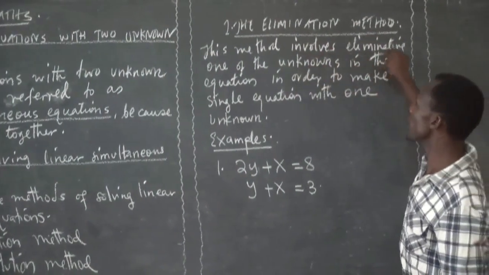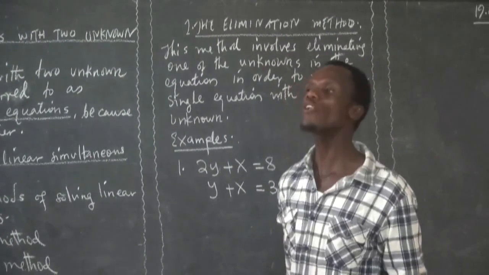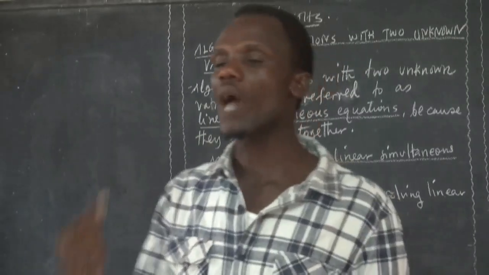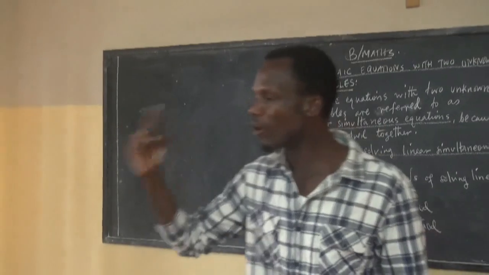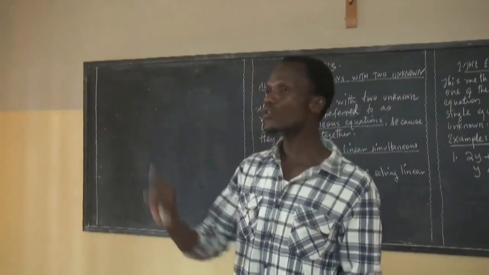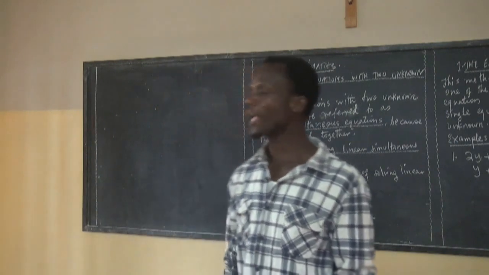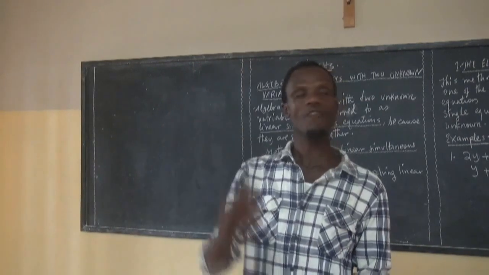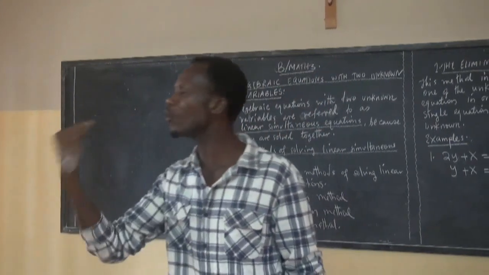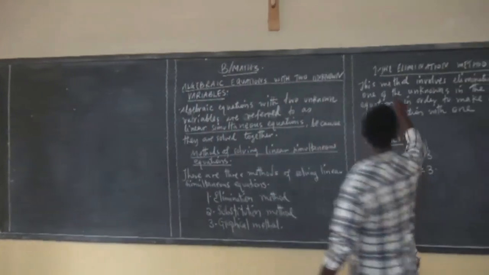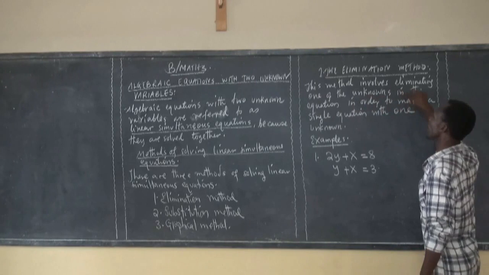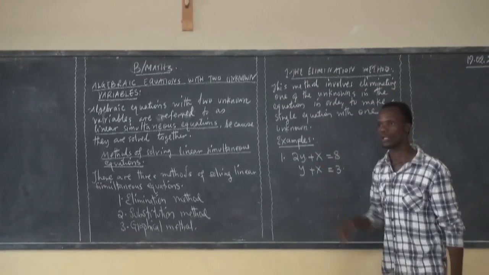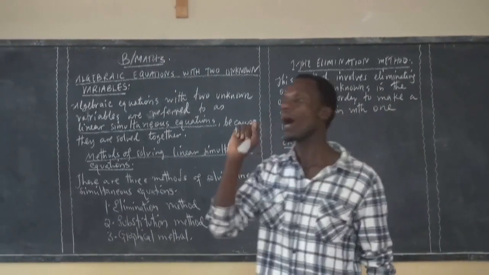Elimination method: this method involves eliminating one of the unknowns. Means one of the letters is removed, so that you remain with a single letter. And if you remain with a single letter, it becomes so easy. Because now you have a single equation with a single unknown variable. That's why we say this method involves eliminating one of the unknowns in order to make a single equation with one unknown.